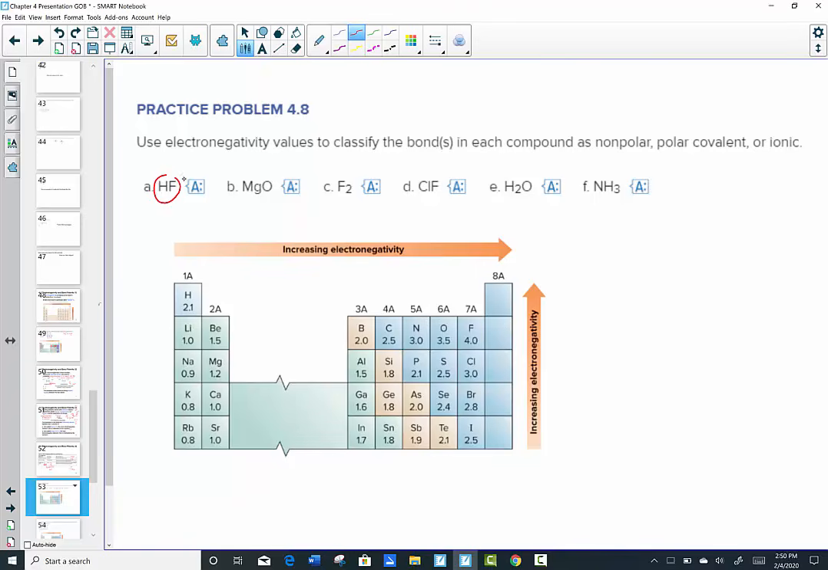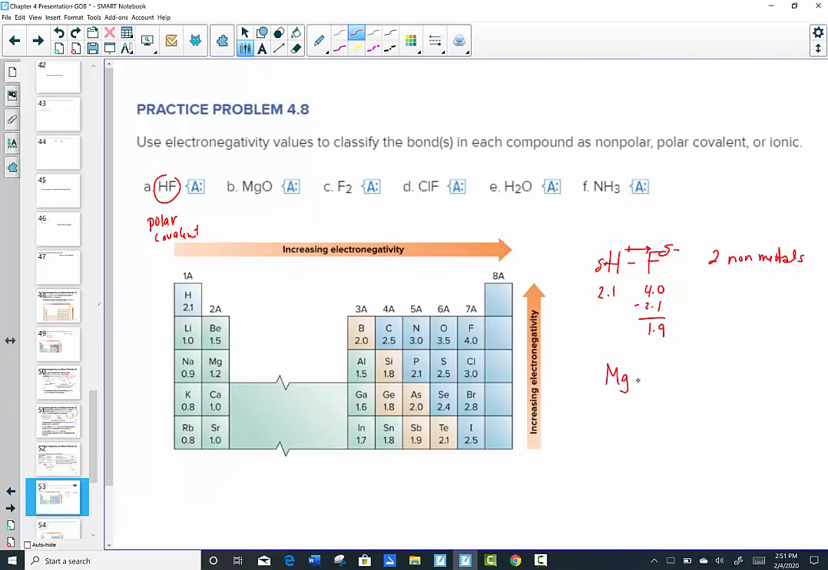So let's model HF. We said this a moment ago. We calculated hydrogen with its 2.1, fluorine with its 4.0. When I subtract the two, I got 1.9. We called that a polar covalent bond. And I even drew that saying, boy, this is so polar covalent. Hydrogen is left partially positive, and the fluorine is partially negative. But we knew it was covalent because it's two nonmetals. Right? Nonmetal to nonmetal makes a covalent bond.